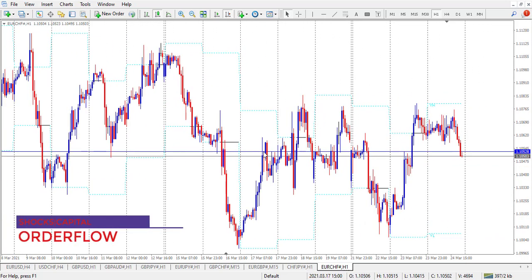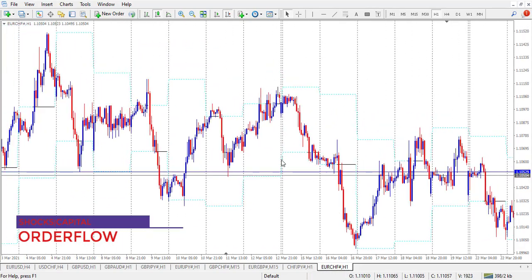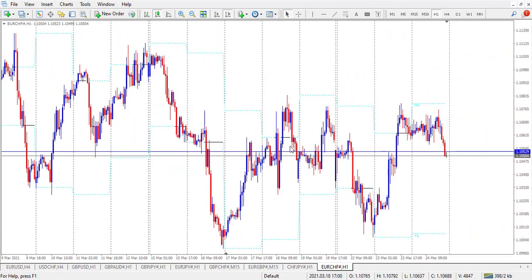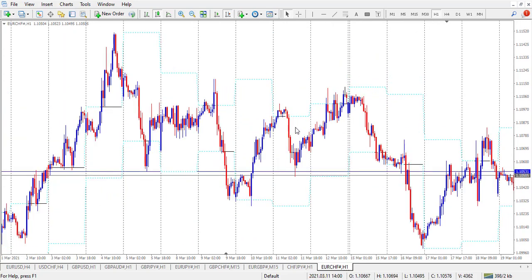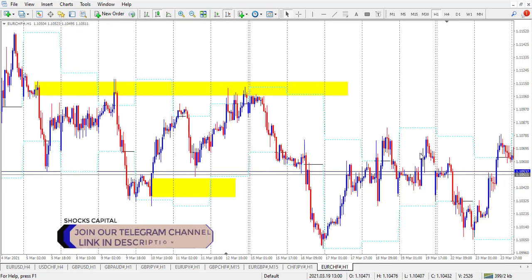Guys, let me define what order flow means. Order flow defines the amount of orders waiting to be executed at a certain price level. What I mean by that is we have levels. The levels I'm talking about are horizontal levels. These levels determine where the price or the orders are residing in a market.